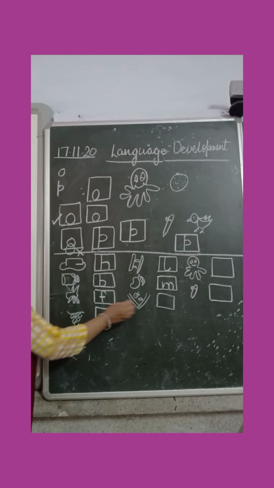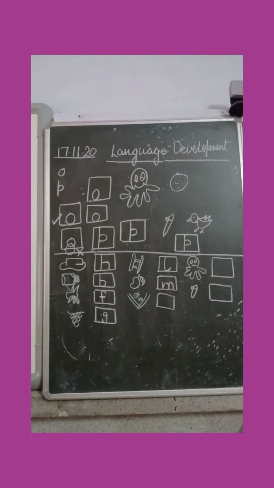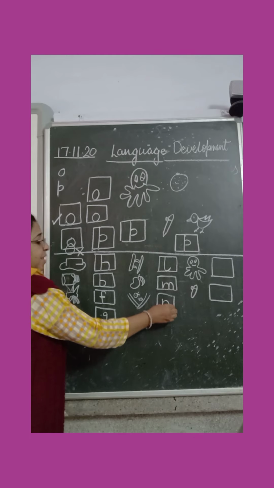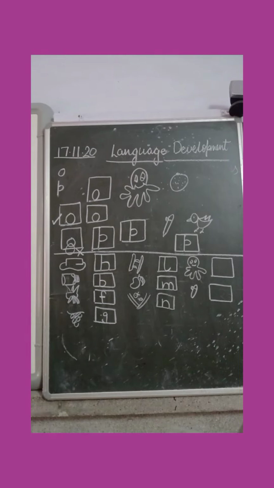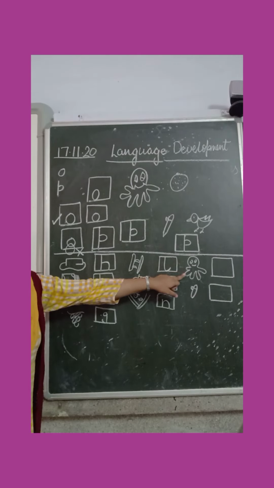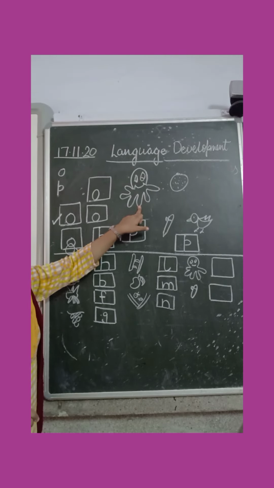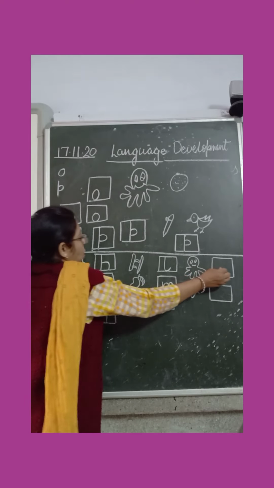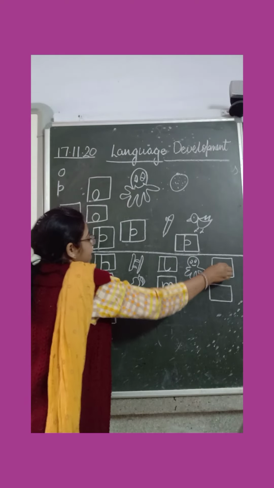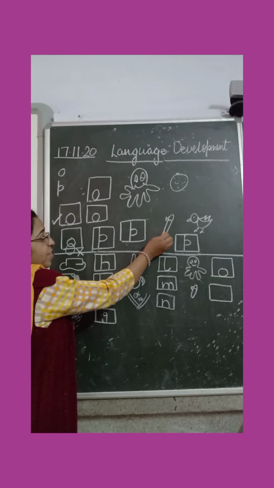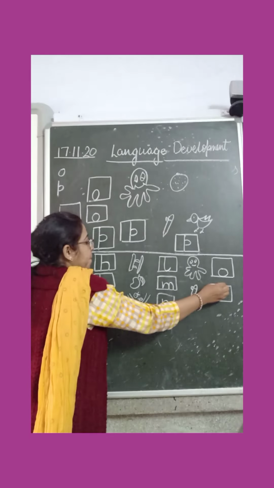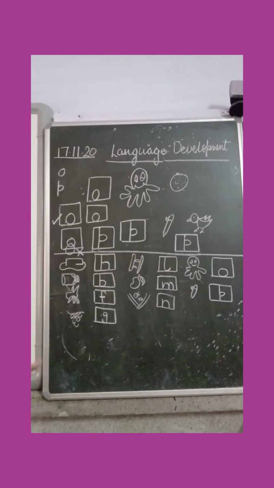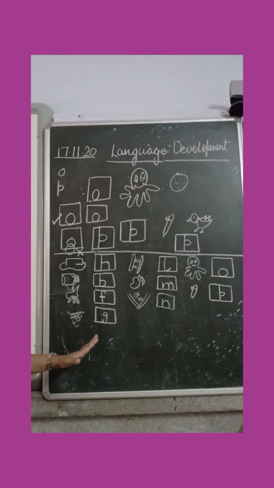Then what is this? Which picture is this, children? Nest. Nest. Then what is this? Just now I have told you. This is an octopus. Octopus. Then I have told you just now. Pen. So you all know how to write these small letters, children?